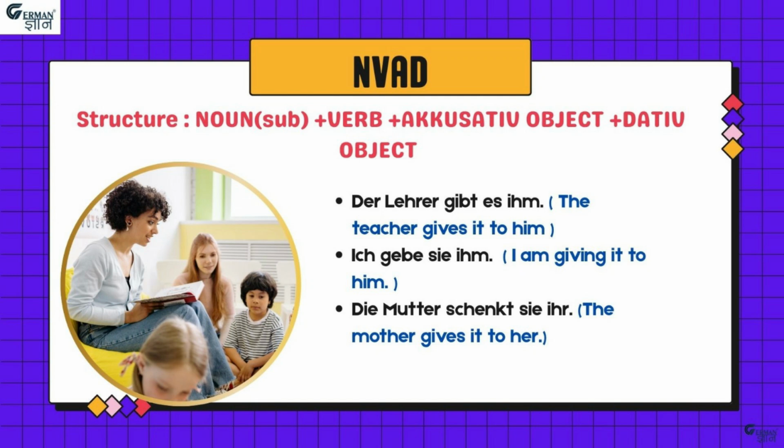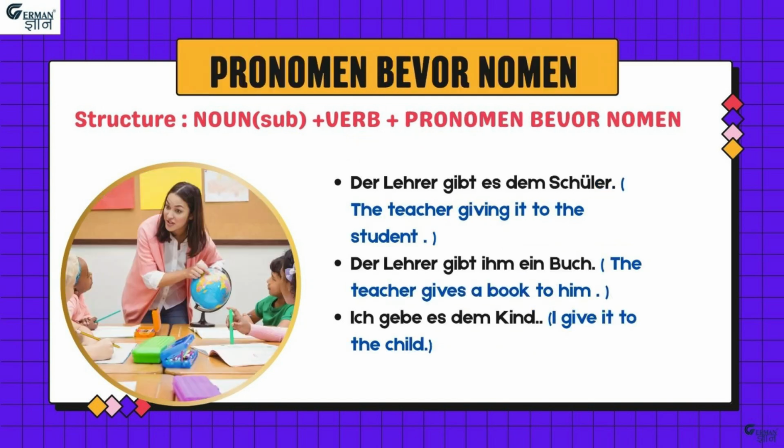be, der Lehrer gibt es ihm, means the teacher gives it to him. So here es is the accusative object and ihm is the dative object. Second, ich gebe sie ihm, means I am giving it to him. And third is, die Mutter schenkt sie ihr, means the mother gives it to her.